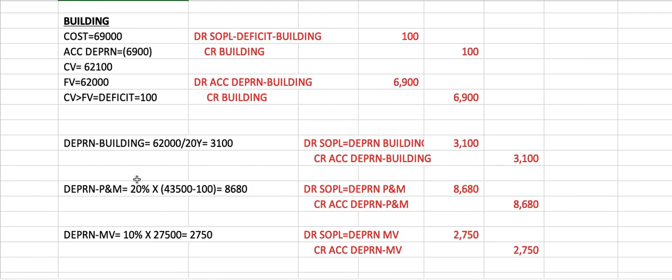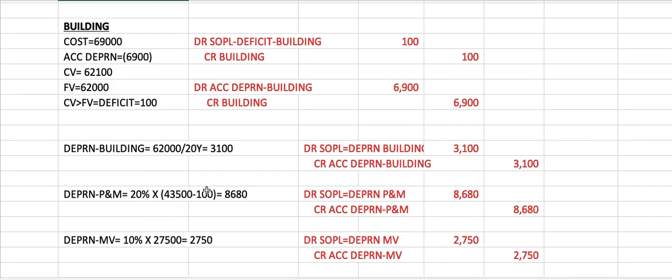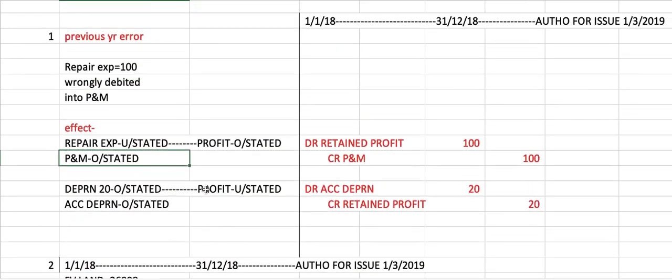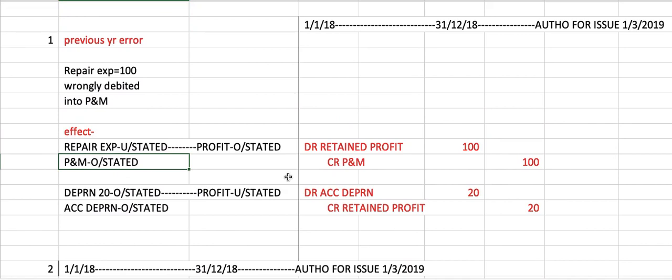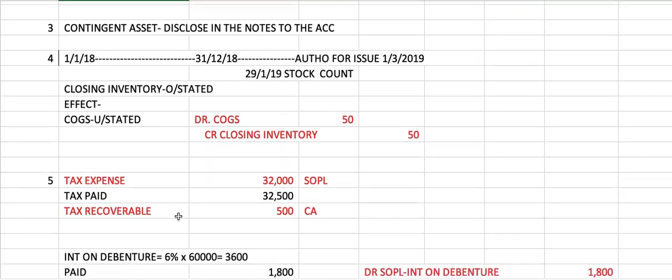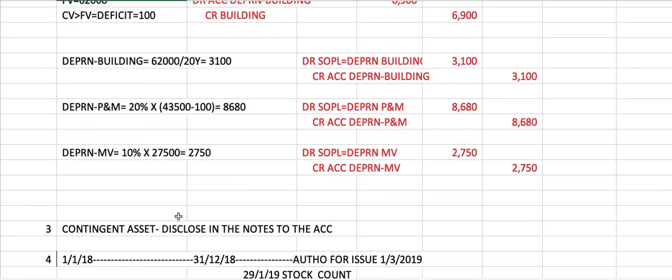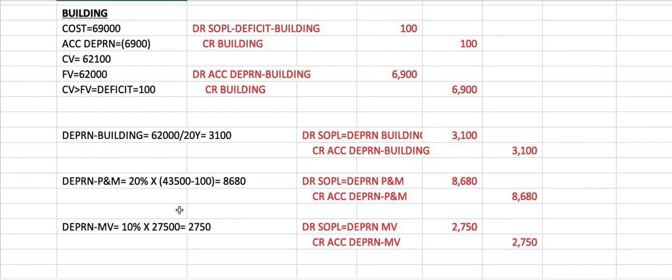Plant and machinery is 20%, times with, okay, remember just now we have an adjustment for the plant and machinery where you need to deduct the wrongly debited repairs. So you have credit plant and machinery 100. That's why when you calculate depreciation for this year, you need to deduct this 100. So 43,500 you take from the trial balance, 43,500 minus the 100 here, so you get depreciation for the plant and machinery 8,680. So this is the journal entry.